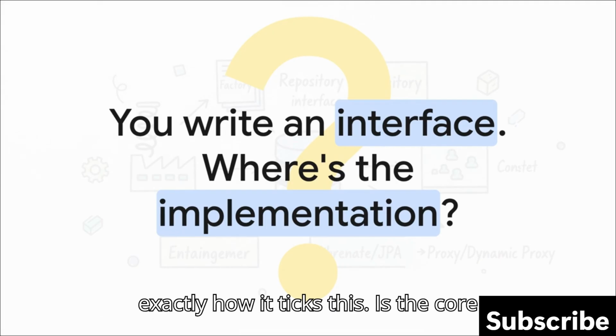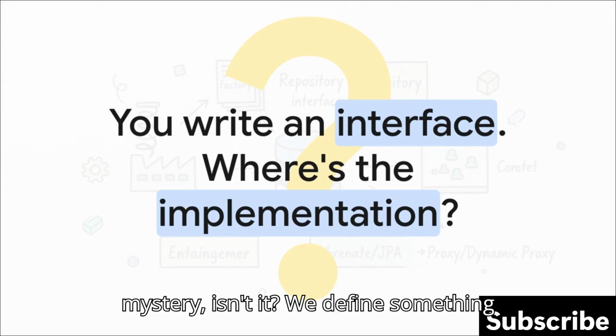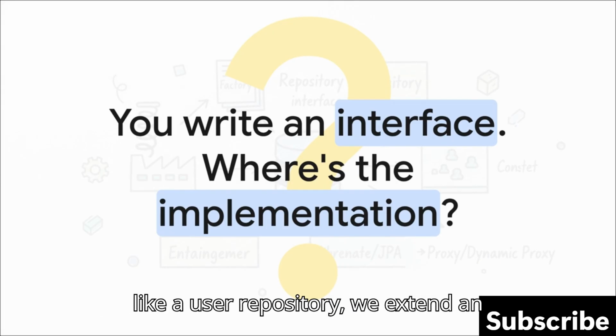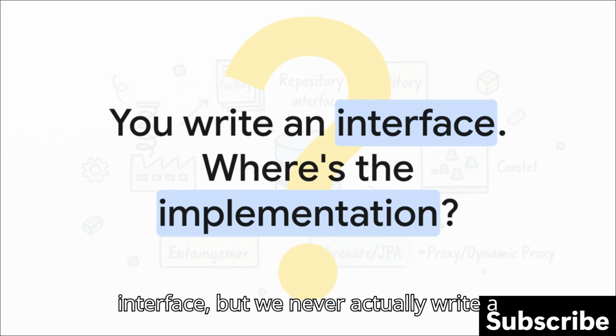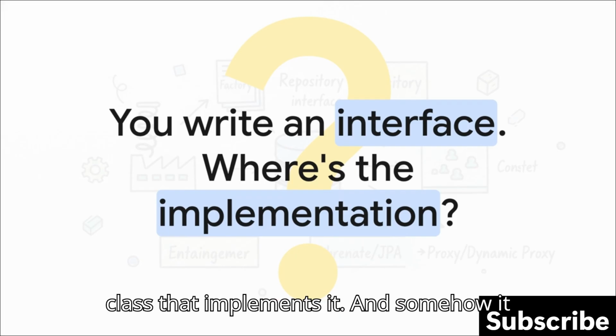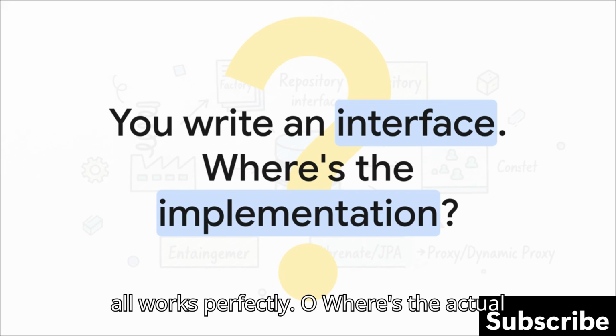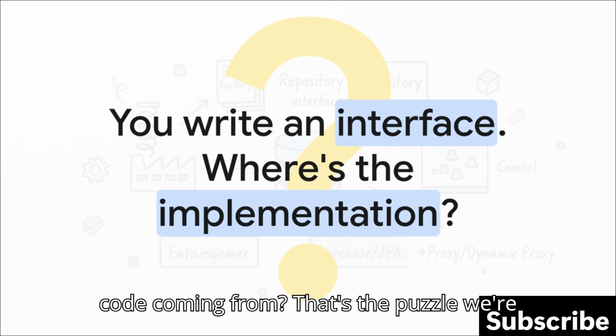This is the core mystery, isn't it? We define something like a user repository. We extend an interface, but we never actually write a class that implements it. And somehow, it all works perfectly. So where's the actual code coming from? That's the puzzle we're here to solve.